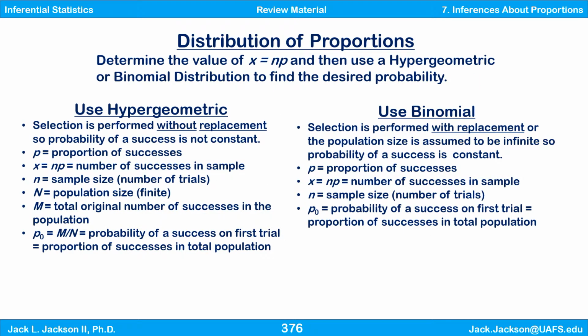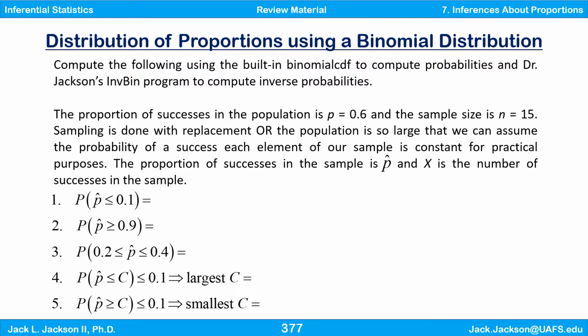Once again, here's a side-by-side comparison of hypergeometric and binomial. So if we want to look at distributions of proportions, we just take the p hat values, multiply them by n to get x, and then use a hypergeometric or binomial distribution to find the desired probability, or inverse functions to find the inverse probabilities.